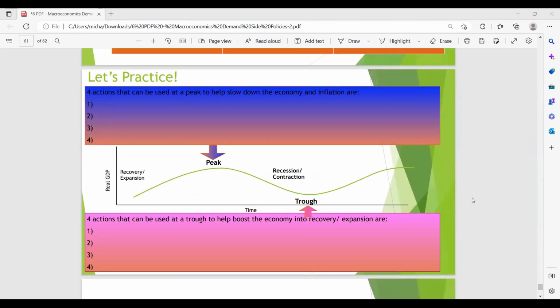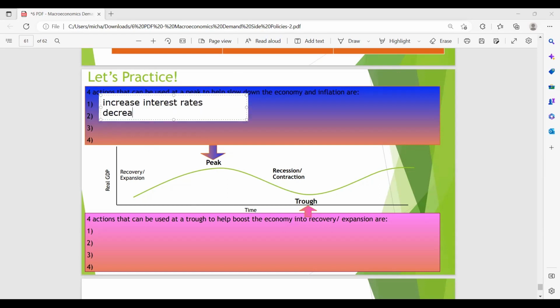So let's practice. Four actions that can be used at a peak to help slow down the economy and inflation are what? What can you do to slow down the economy and inflation at peak? Does Lee want to try? Hey, Professor, increase interest rates. Yes. Decrease the money supply as well. Excellent. Great job, Lee.